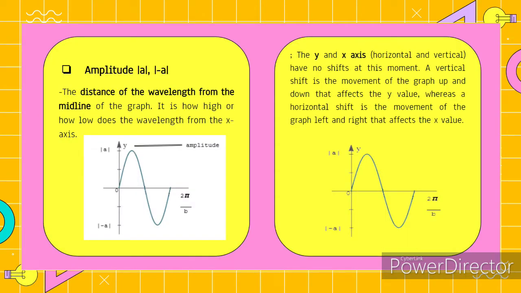Second is the amplitude. Amplitude is the distance of the wavelength from the midline of the graph. It is how high or how low the wavelength goes from the x-axis. The y and x-axis, horizontal and vertical, have no shifts at this moment. A vertical shift is the movement of the graph up and down that affects the y value, whereas a horizontal shift is the movement of the graph left and right that affects the x value. That is, if there is no vertical shift, the graph will always start at the origin for sine or on the y-axis for cosine. And if there is no horizontal shift, the graph will start either at the origin for sine or on the y-axis for cosine.